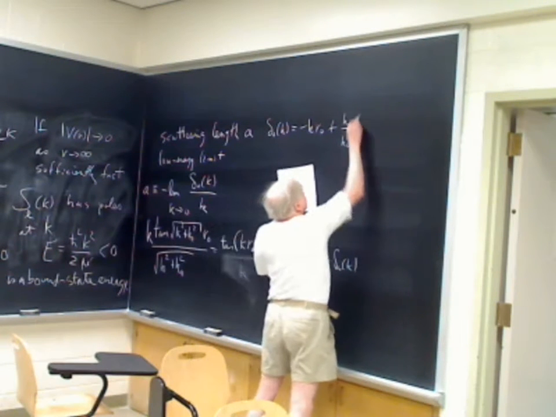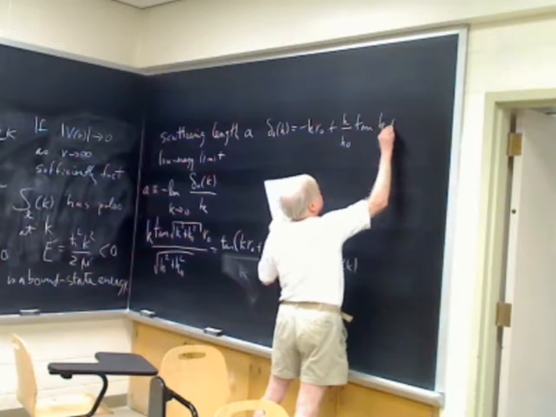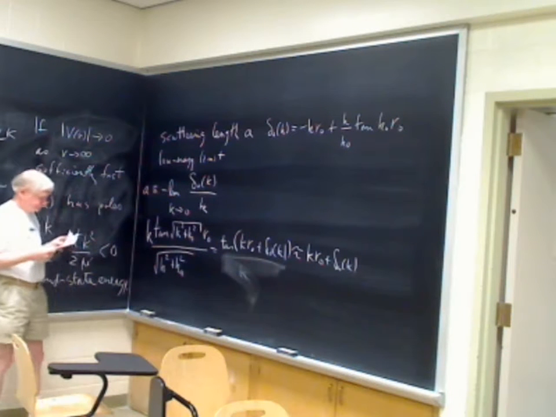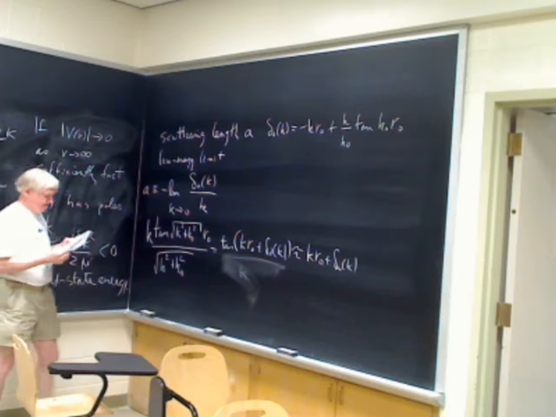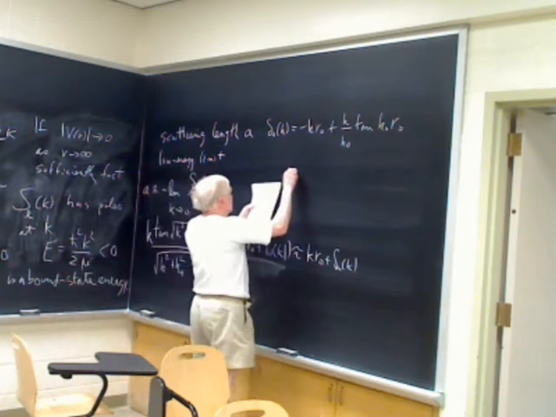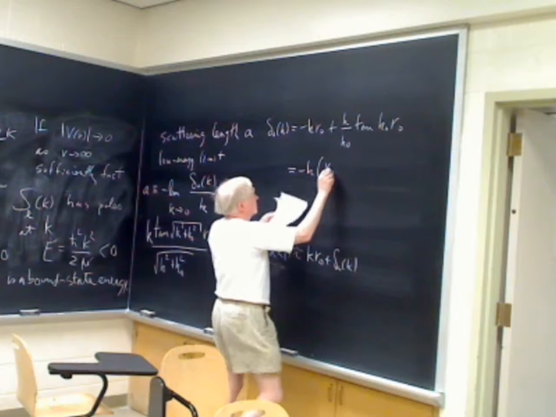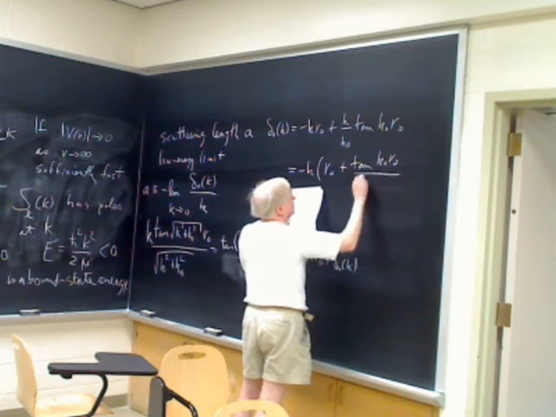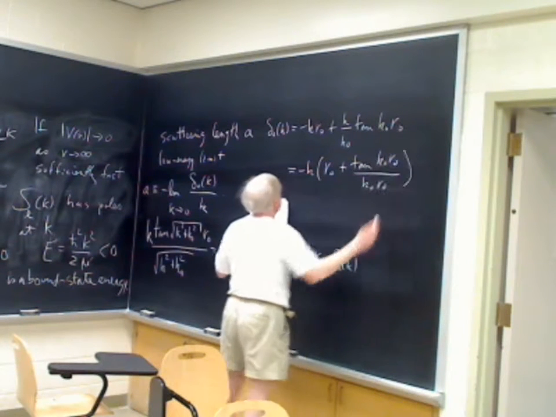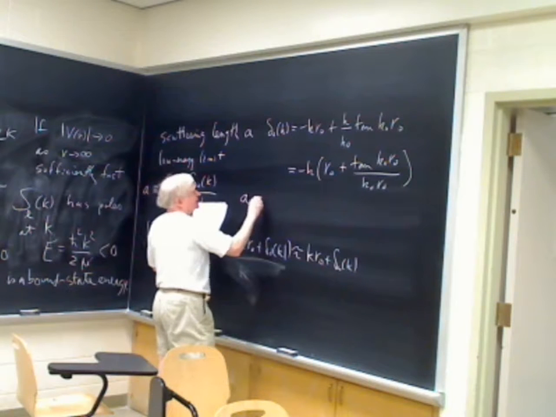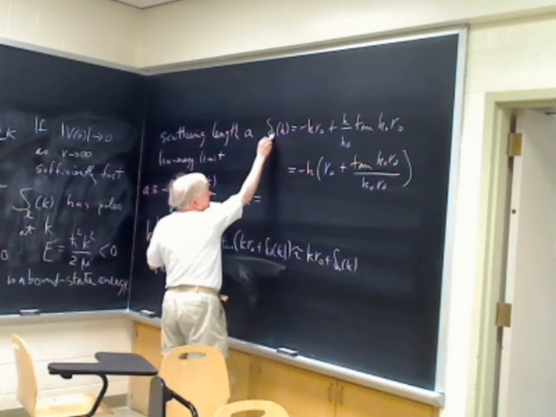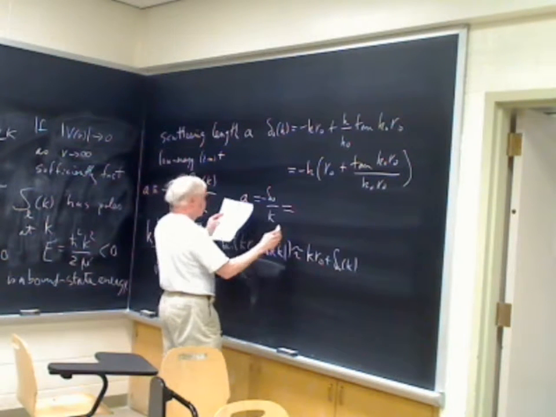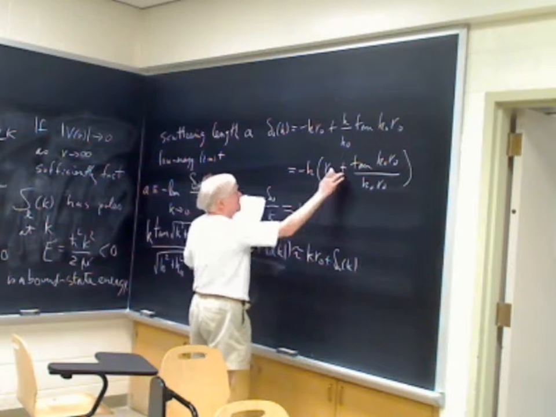So this is tangent of k0 r0. And consequently, using this definition, or let me rewrite this a little bit nicer, minus k times r0 plus tangent of k0 r0 divided by k0, r0. And so the scattering length A, which is minus delta 0 over k, in the limit of k going to 0, is simply r0. Oh, there's a minus sign there.